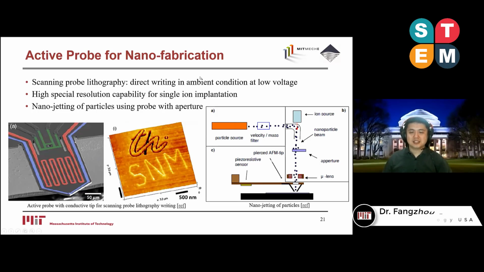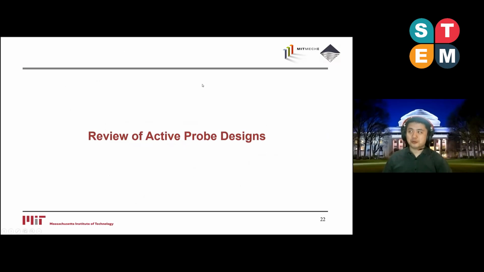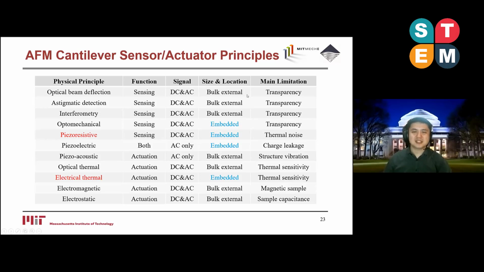Okay, in the last section I want to give a brief review of active probe designs and also various sensing principles, not only involving active ones. For example, this is a summary slide available in the literature that we reviewed for various actuation and sensing principles that have been used for AFM applications with the cantilever. There is the physical principle, functions, signals, size and location, and the main limitations described in this table.